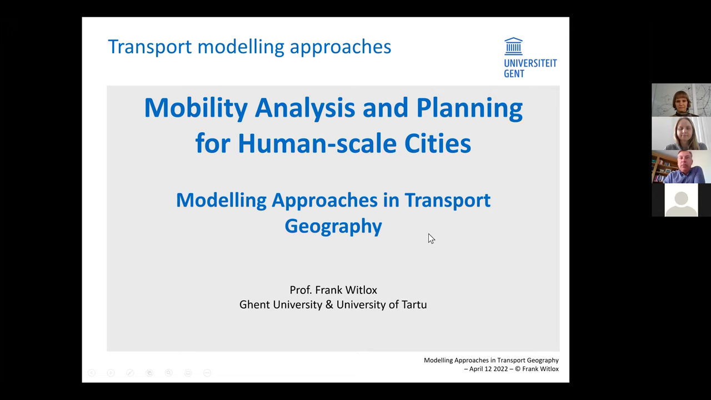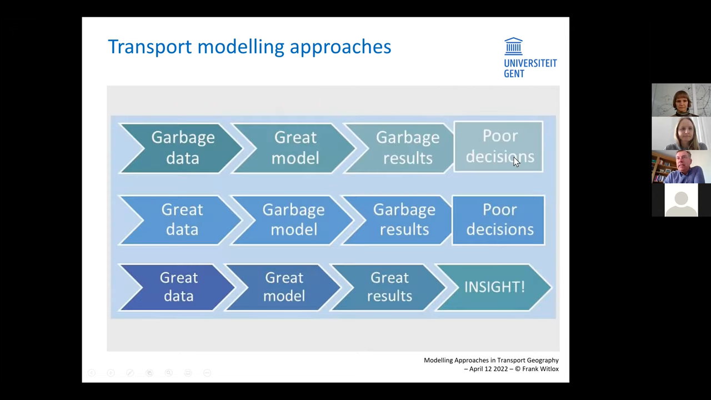Maybe start with something obvious. If you look at the elements that are relevant when you are dealing with a transport or modeling problem, you want to gain insight. That's the key issue. And in order to gain insight, you need to have suitable data, and we can have an entire discussion on different types of data and their advantages and disadvantages. But if the data is great, then that's already a good start.